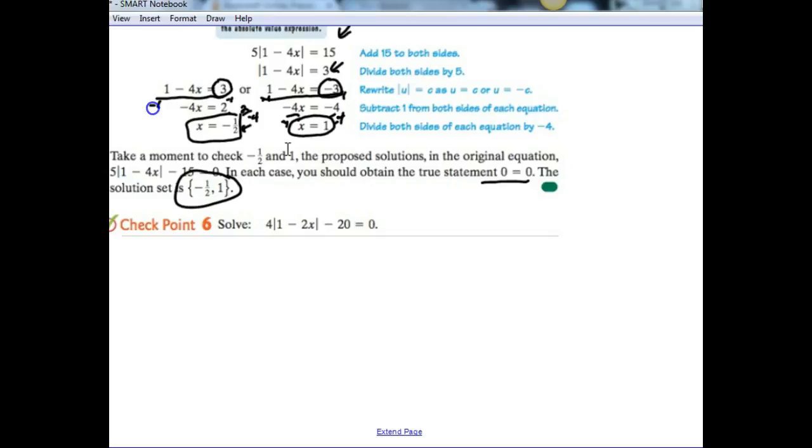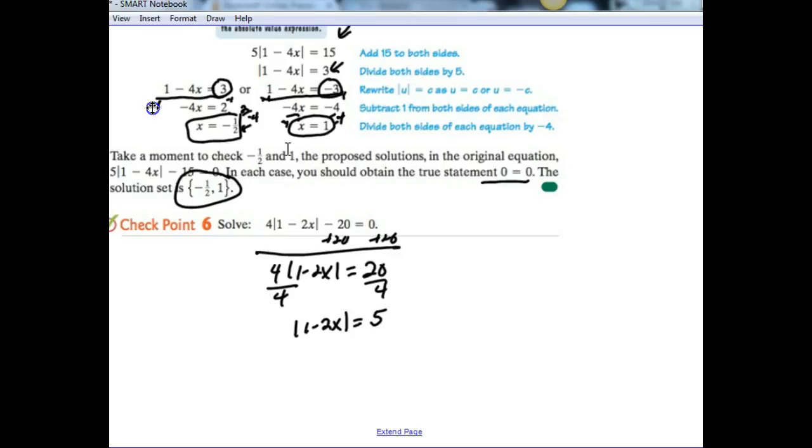Look at checkpoint 6 here. Again, we're going to work it the same way. I'm going to add 20 to both sides first, because remember, I'm trying to get the absolute value by itself. 1 minus 2x equals, and now the positive 20 is over on the right side of the equal. Second step is we're going to divide both sides by 4. By doing so, I'm going to be left with 1 minus 2x, and 20 divided by 4 becomes 5.